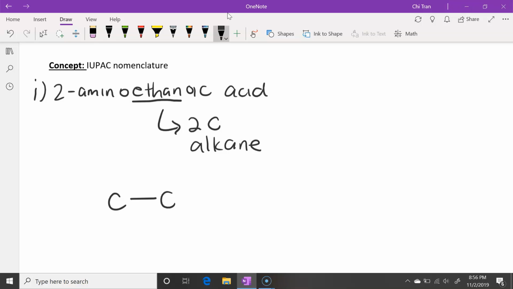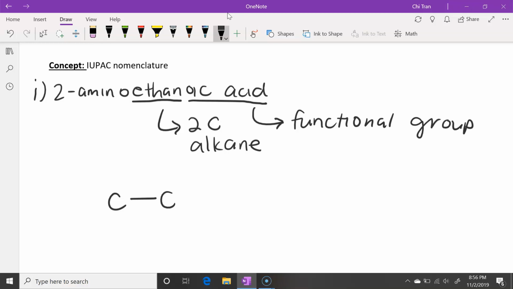Next, we look at the suffix of the name. So we have oic acid, and that tells us the functional group of this organic compound. And this particular functional group indicated by the name is the carboxyl group. So on one end of the compound, we will draw out the carboxyl group, which is a double bond to oxygen, single bond to oxygen, and then oxygen bonded to hydrogen.